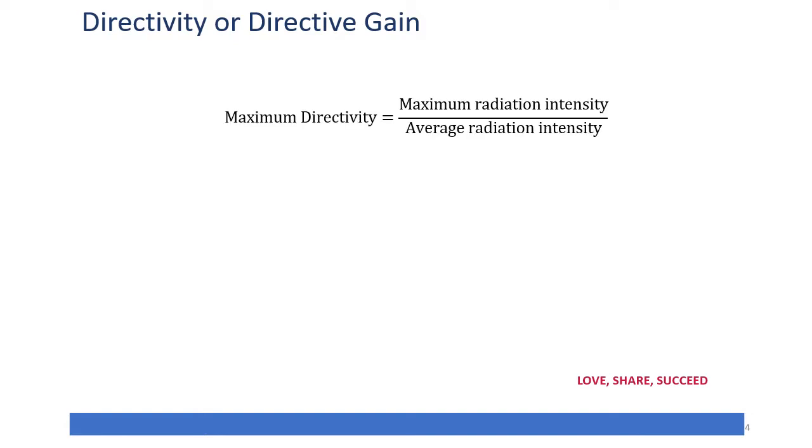Maximum directivity is the ratio of maximum radiation intensity to the average radiation intensity. We can write the maximum radiation intensity as U max, and the average radiation intensity as U0. So this is equal to U max divided by P rad over 4 pi, since the average radiation intensity is power radiated divided by 4 pi. That gives us D max equal to 4 pi times U max by P rad.